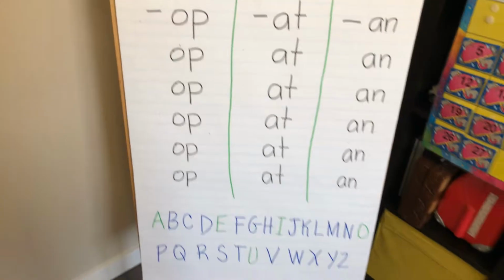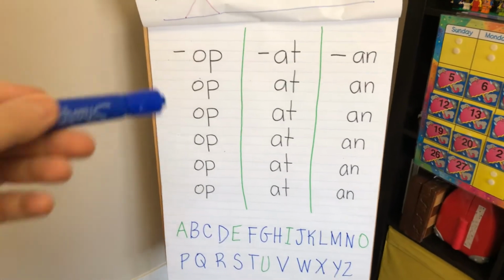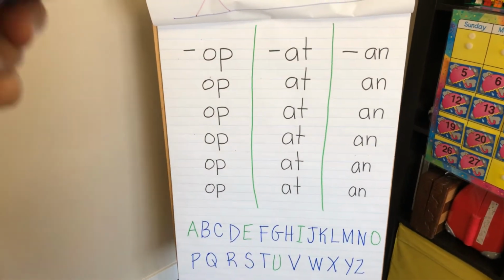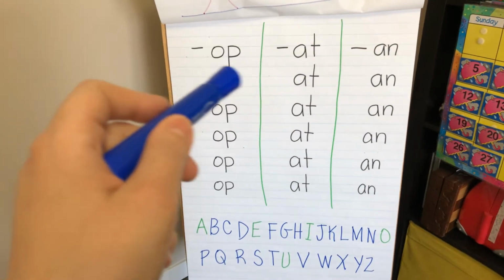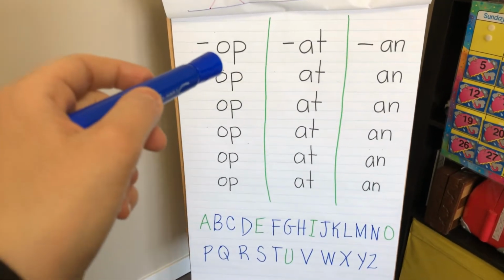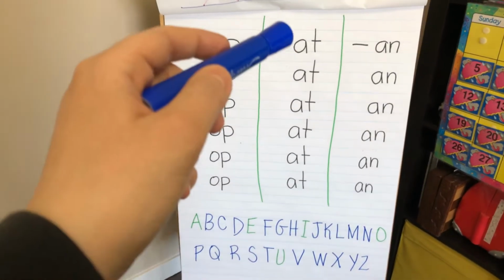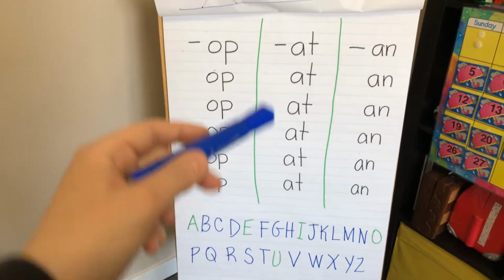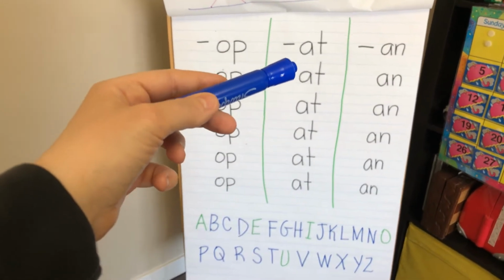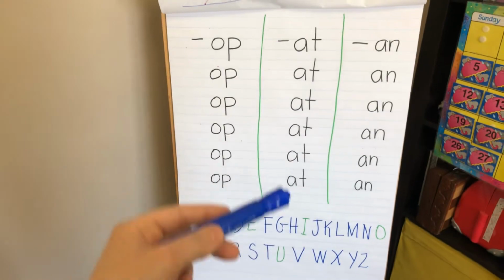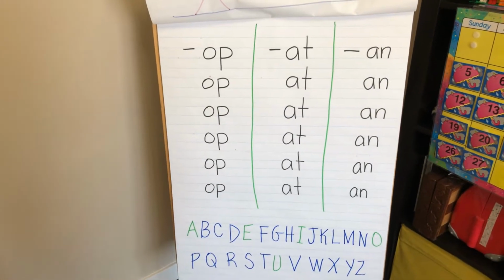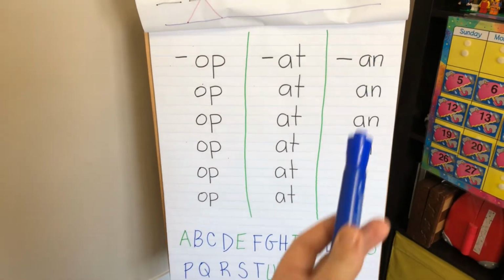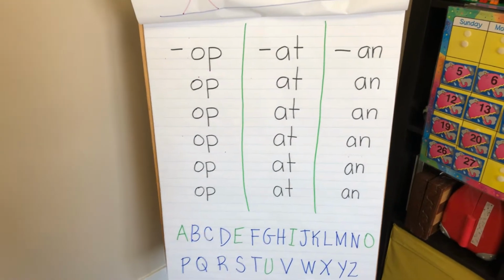Okay, so here, I've done a chart for us, and you can see there are 3 examples. So we're going to work on op. All the words are going to end with op here. And this column here is going to be the word at. So they all end with at, A-T. And then this column here is an, A-N.